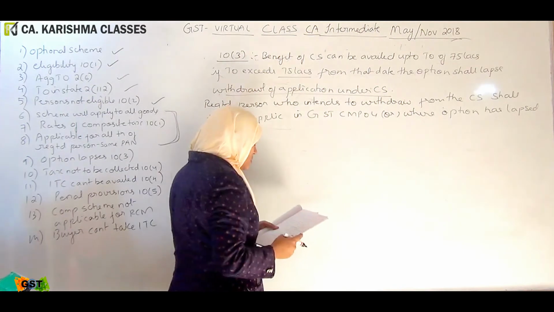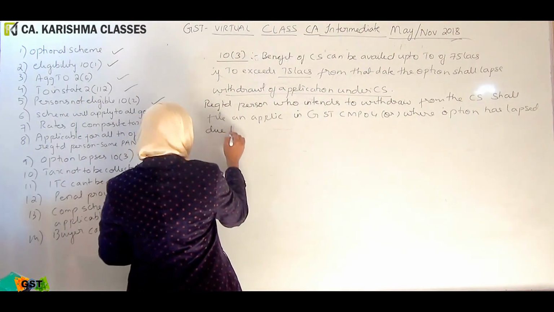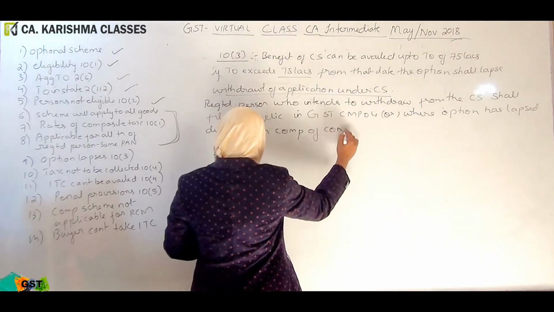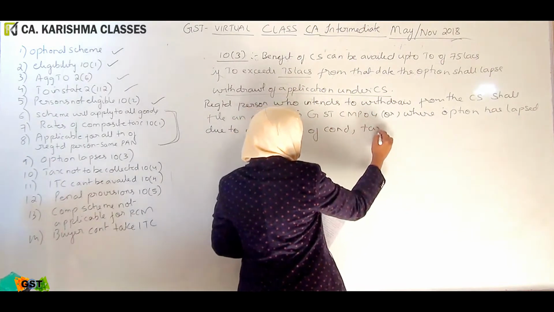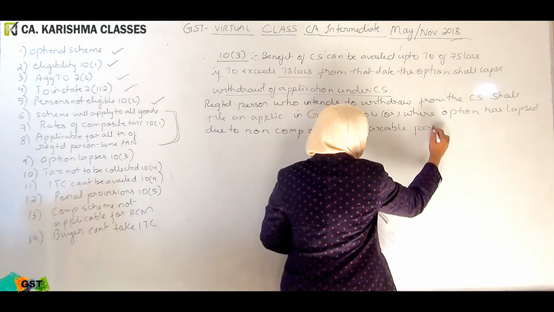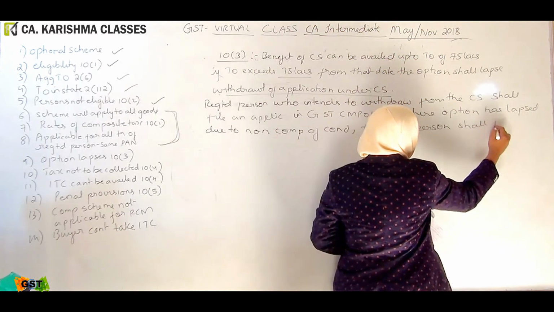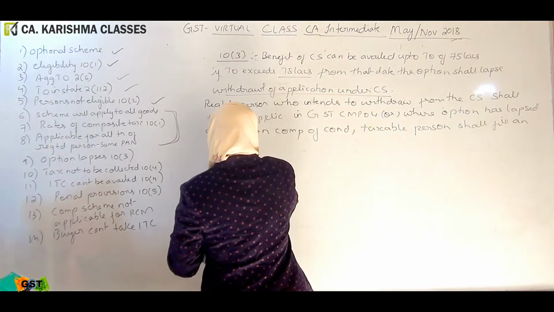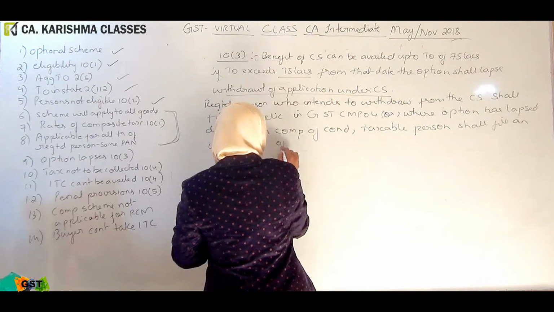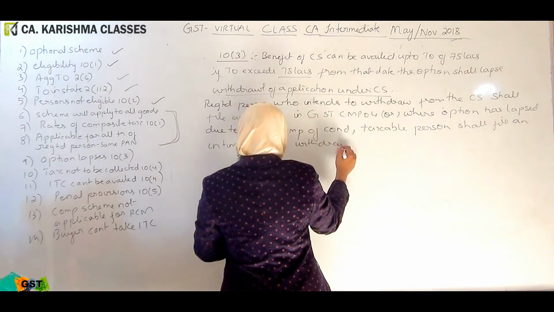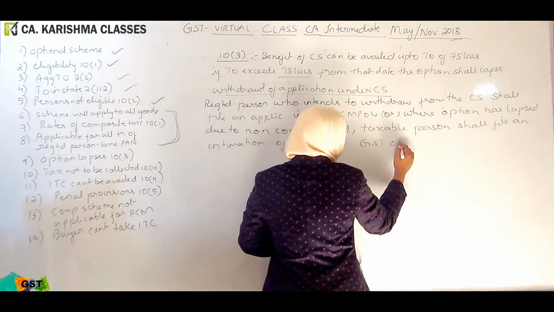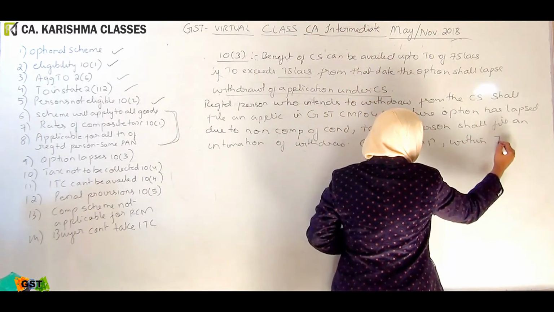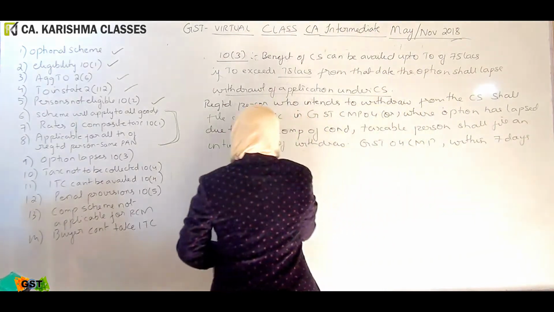Then in that case, where the option has lapsed due to non-compliance of conditions, the taxable person shall file an intimation of withdrawal in GST CMP-04, composition scheme, within 7 days of the ineligibility.